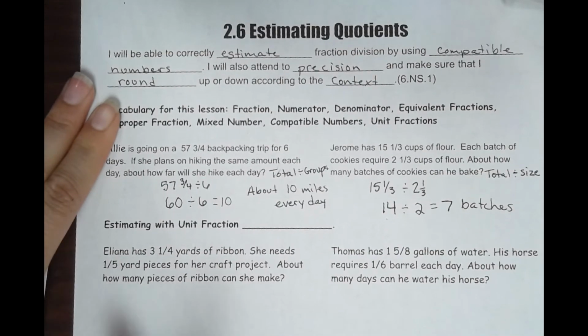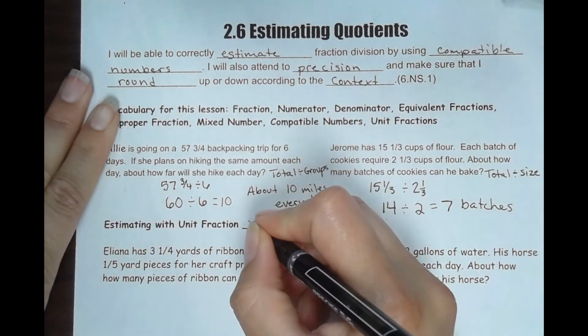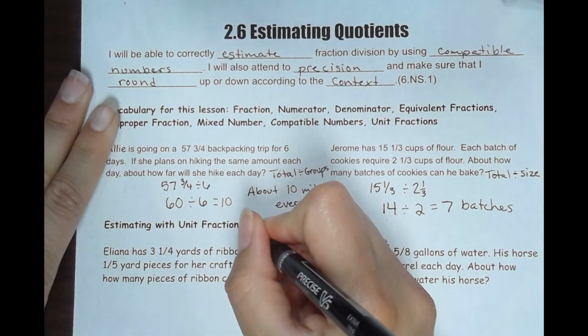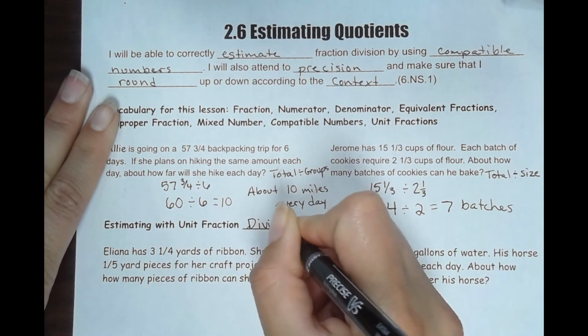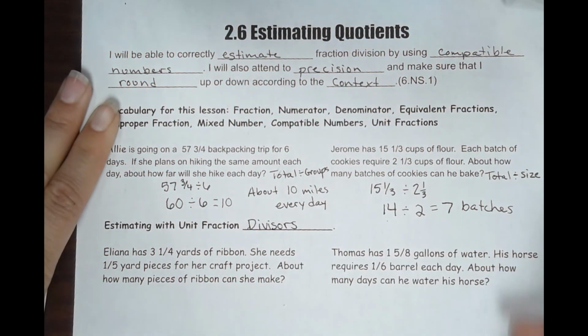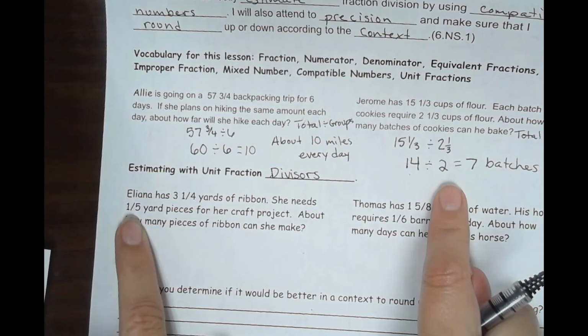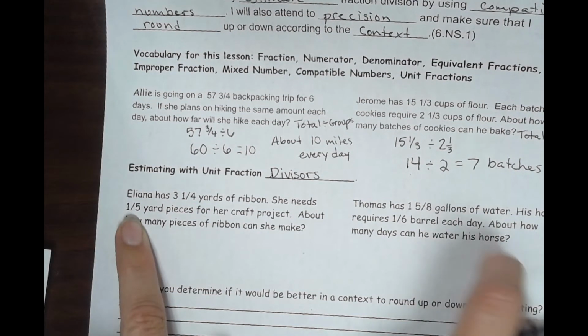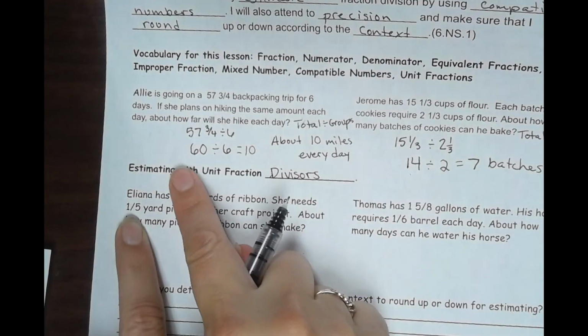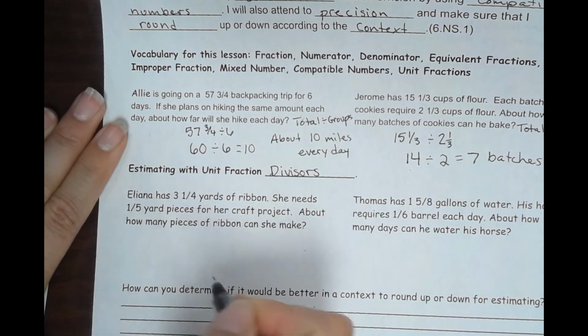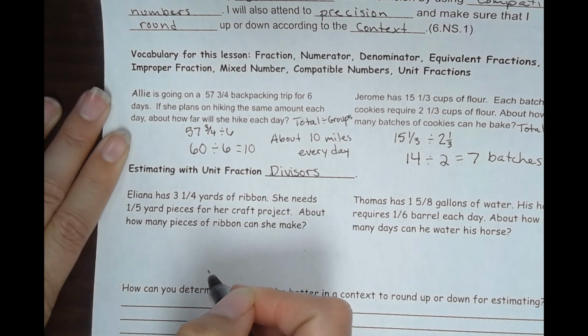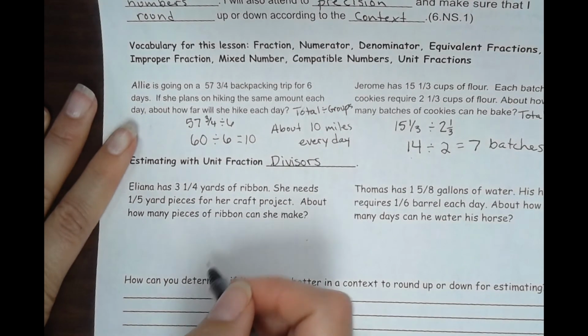Alright, now let's talk about estimating with unit fractions. So, unit fraction divisors specifically. Okay, this is going to be a little bit different. Up here, we just rounded to the nearest whole number. With unit fraction divisors, your pieces are a lot smaller. They're not near whole numbers. If I were to round 1/5 to the nearest whole number, I'd round it down to 0, and then I can't divide by 0. So let's see how this works out.